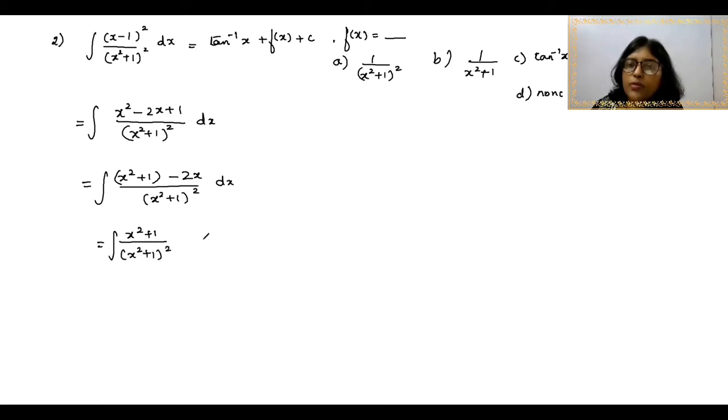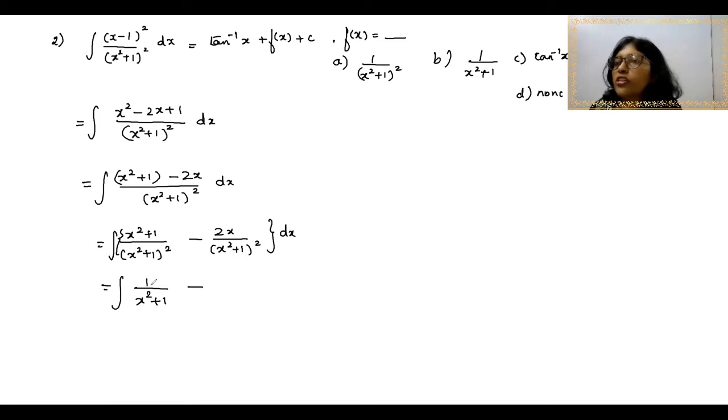So x square plus 1 minus 2x upon x square plus 1 the whole square dx. So the first term becomes 1 upon x square plus 1. Now this one you may not integrate also, because that's tan inverse x, which is already given in the question. We are supposed to find f(x). So we need to concentrate on this. When you are writing your paper, or when you are solving for the entrance examinations, you can skip that part.